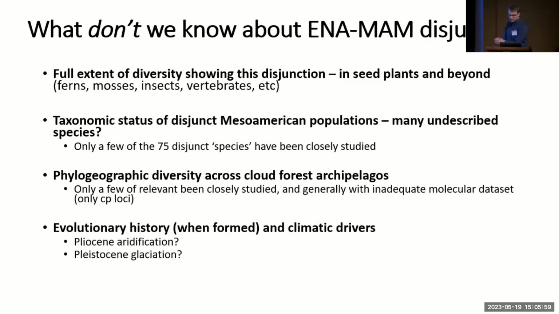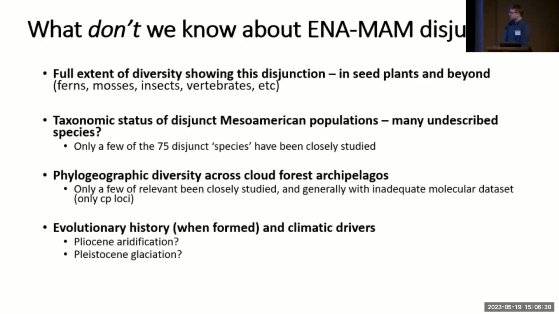Then also, diversity outside of plants would be interesting to look into more. Overall, the taxonomic status of a lot of these disjunct Mesoamerican populations is unclear. A number of them have been variously treated as the same species or separate species, and in general most of them should be looked at more closely to see what's going on. And then looking at the phylogeographic diversity across these archipelagos would be really interesting.